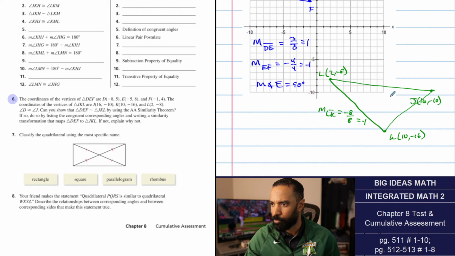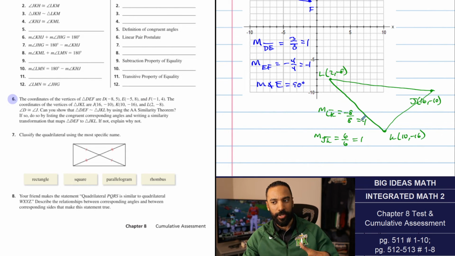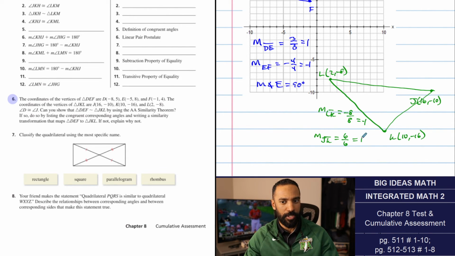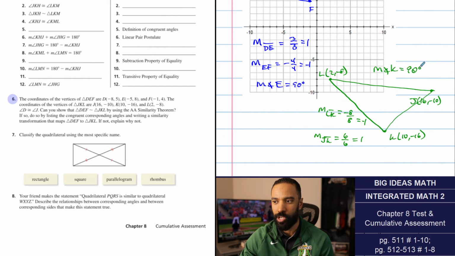That's up 6. And from 10 to 16 is over 6. So the slope of segment JK is up 6 over 6, which is positive 1. Now, by the way, when I said these are 90 degrees, I hope you know why. These are opposite reciprocal slopes, which is the reason why it's important that these were right angles, because I don't know how I could find the measure of the angles outside of that. Measure of angle K is also 90 degrees.